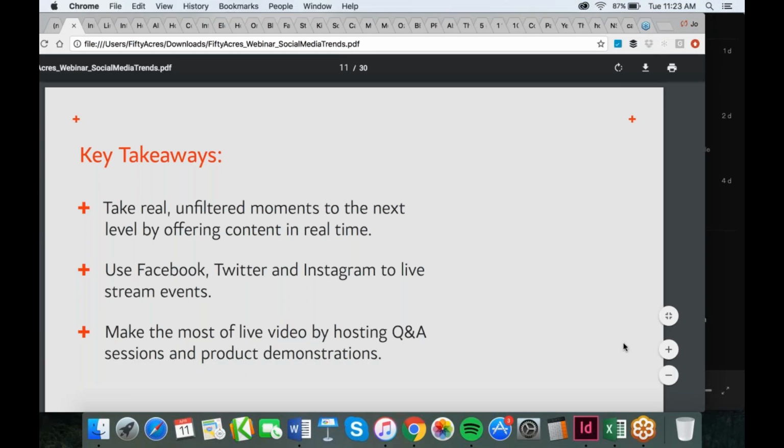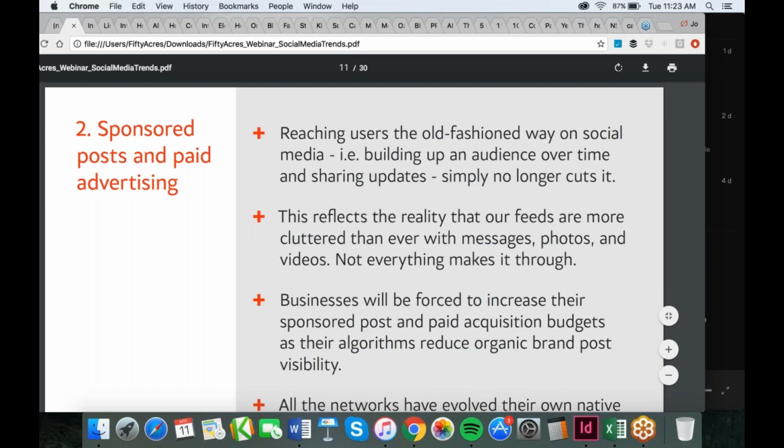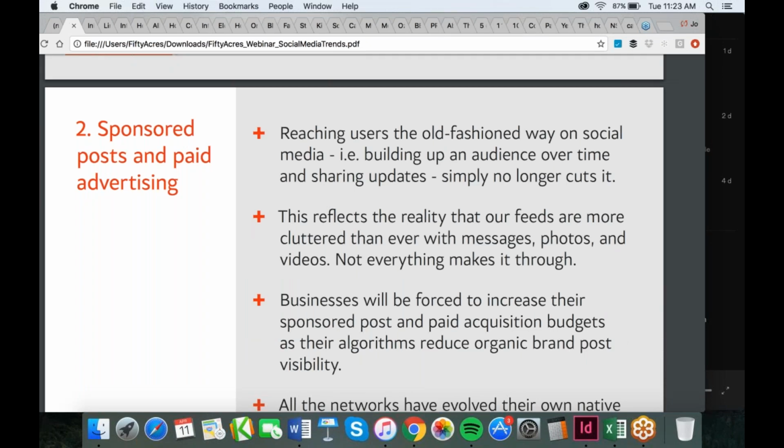So where are we going to go next? Sponsored posts and paid advertising. Well, reaching users the old-fashioned way on social media. It's funny to talk about the old-fashioned way, is it not, with social media? It's an interesting expression, i.e. building up an audience over time and sharing updates simply no longer cuts it.